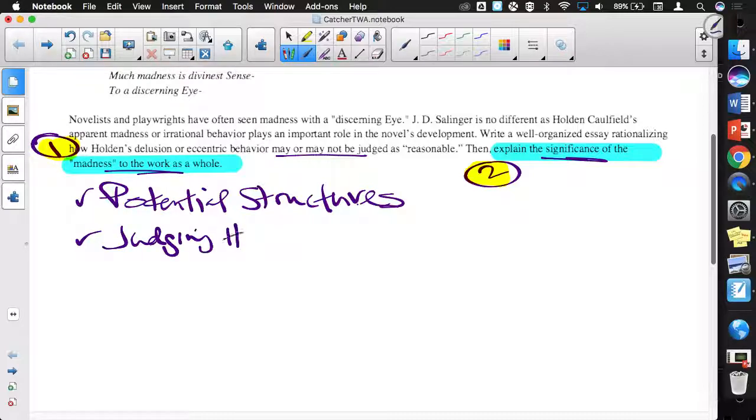Judging Holden's behavior. Abby, anything come to the front of your head as to this is something that other people might not look at as being reasonable that he does? Or vice versa. Not really. Okay. Do you think what would be some behaviors of Holden that would be in question? Let's put it that way.